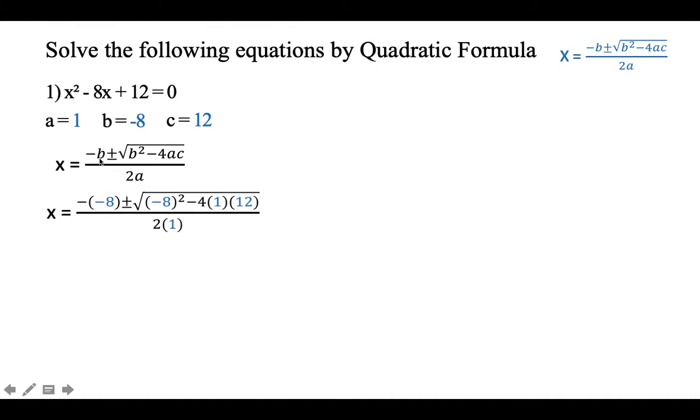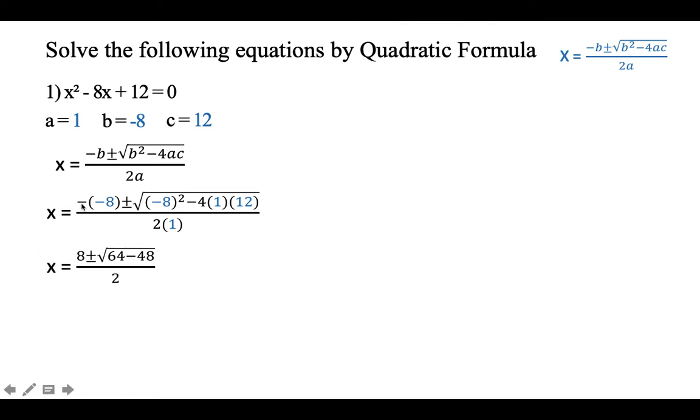So our b here is negative 8. So put in negative 8, another b here, negative 8. Then we have here a, that is equal to 1, and c, that is equal to 12. Then another a here, which is equal to 1. Next is simplify, but don't forget to follow the PEMDAS rule.